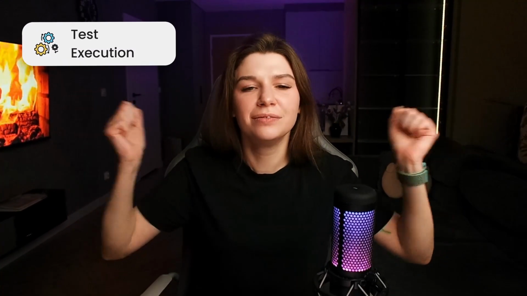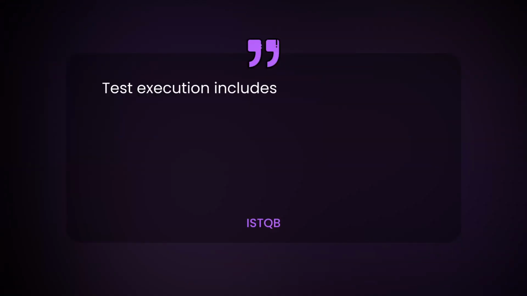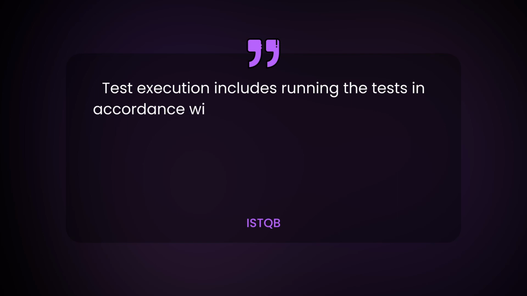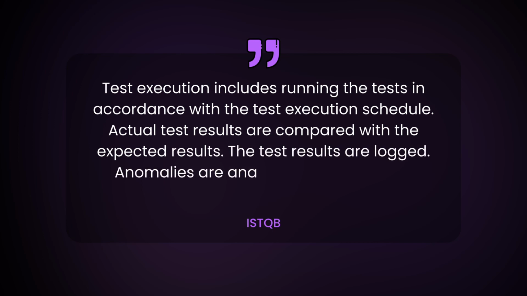Ladies and gentlemen, beloved by everybody, test execution! It is actual testing, when we press the buttons, run our test cases, find the bugs, and so on. ISTQB says that test execution includes running the tests in accordance with the test execution schedule. Actual test results are compared with the expected results. The test results are logged. Anomalies are analyzed to identify their likely causes.